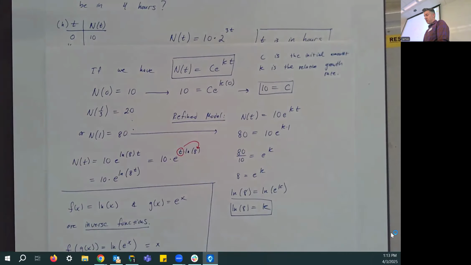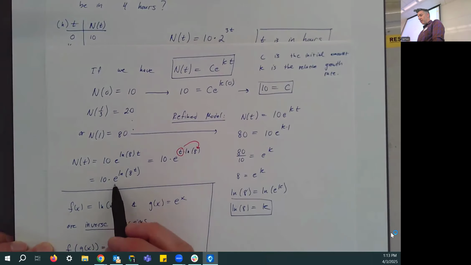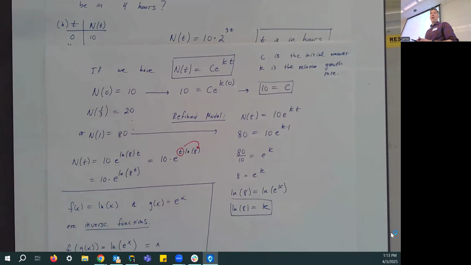And then I don't like to use the word cancel here. I feel like the word cancel is generally not a great word in mathematics. I like to use the word they undo each other. Or when 5 divided by 5 cancels to 1, I like to say it divides to 1. Or 5 minus 5 cancels to 0, I like to say they subtract to 0. So here, the e to the something and the natural log of something undo each other, and we're left with just the argument, which is 8 to the tth power.